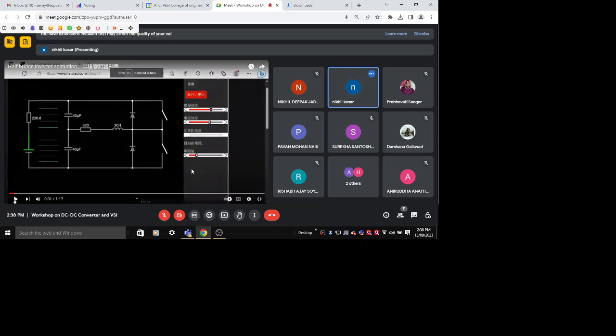Shown DC source to switch is closed, current is flowing, and then there the right.